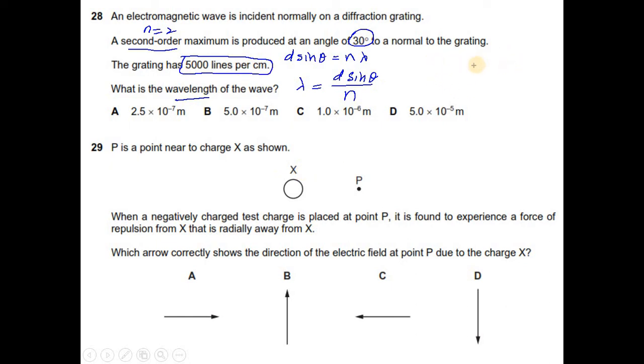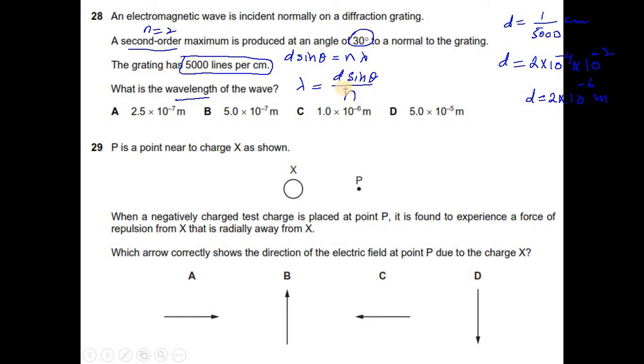So basically, d is 1 upon 5000 centimeter. That means d is equal to 2 into 10 to the power minus 4. If you divide 1 upon 5000 and if you remove the centi, it will be 10 to the power minus 2. That means d is in fact 2 into 10 to the power minus 6 meter. This is the grating element.